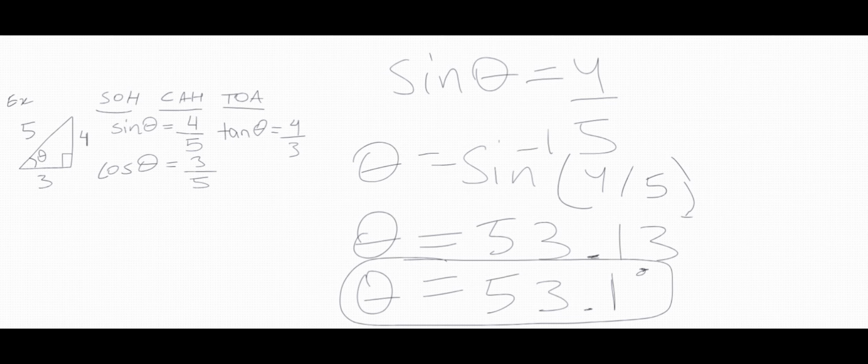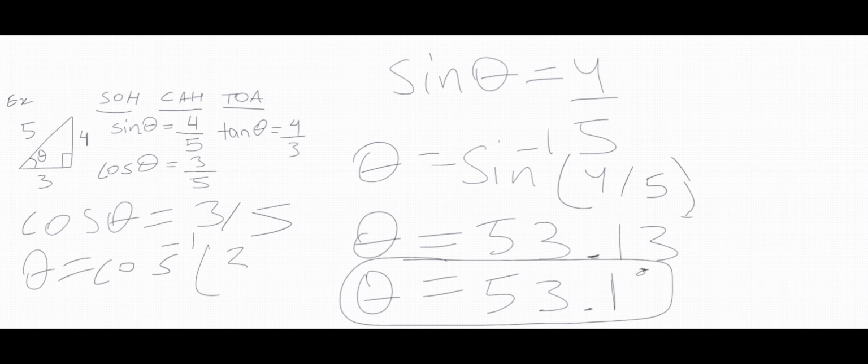So S for sine, cosine, or tangent. If you want to confirm, we could just do cosine as well. So cosine theta is 3 over 5, and theta will be cosine inverse of 3 over 5. Put that into our calculator, and we get 53.13 again. We have to make sure our significant figures are to 3 digits, so that will be 53.1 degrees.